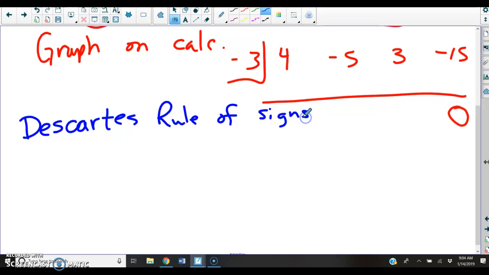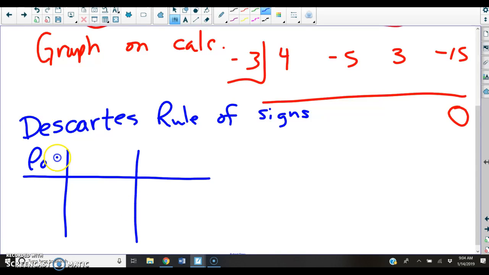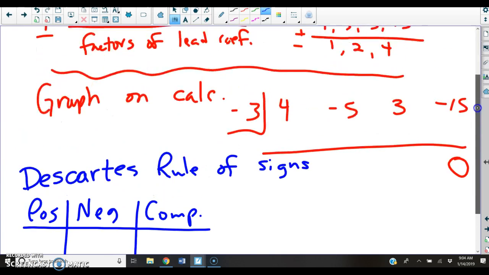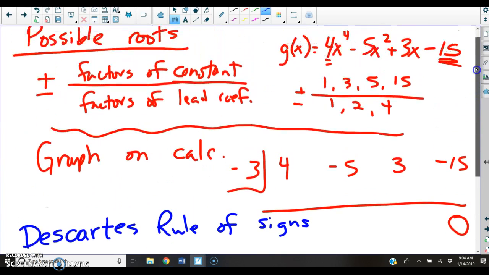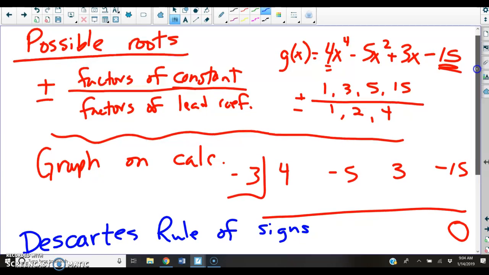What that does is give you the idea of what to look for when you graph these. Descartes' rule of signs isn't too hard. You're going to look at the number of possible positive roots and negative roots, and then we'd have complex. Okay, since this was a quartic, I got to recopy it. Okay, 4x to the 4th.